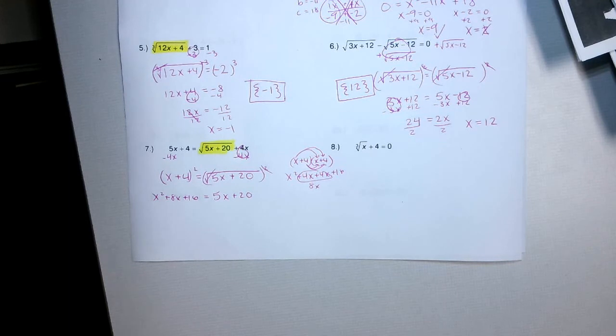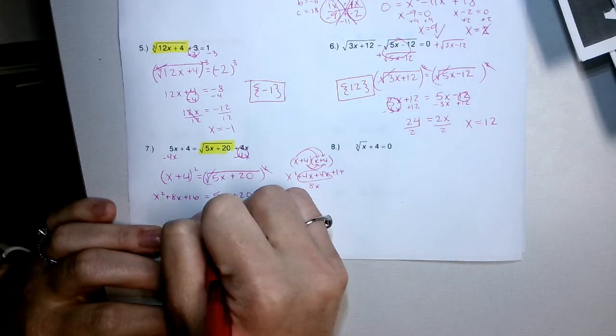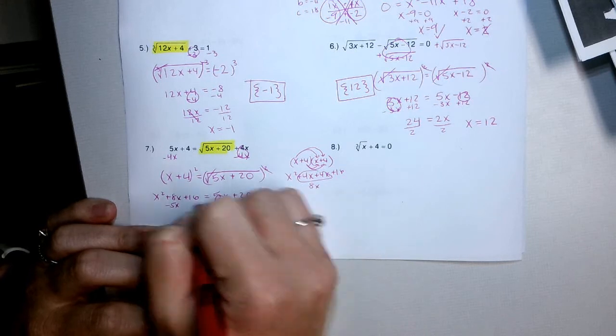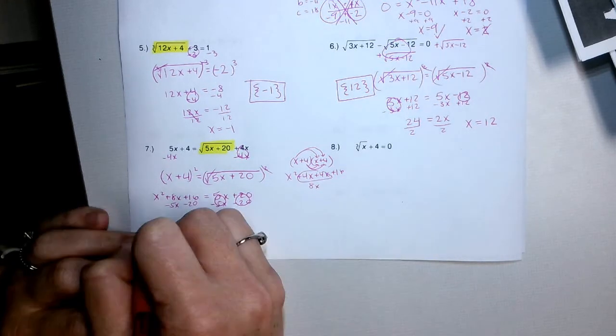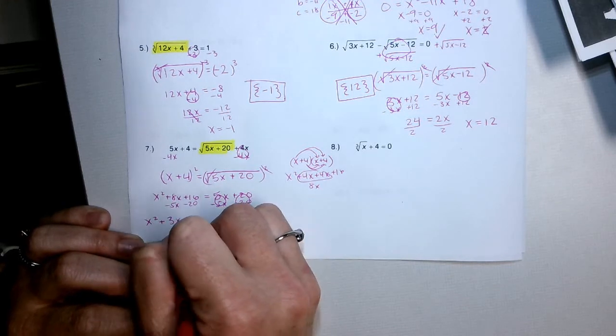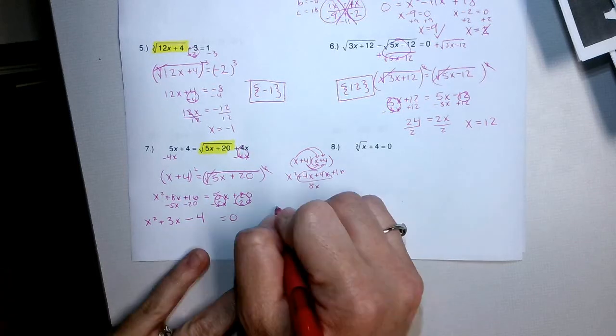Now, this one has an x squared, so we need to get the side without x squared equal to 0. So I'm going to subtract 5x from both sides and subtract 20 from both sides. So now the right side equals 0. And over here I have x squared plus 3x minus 4. And I'm going to factor that.